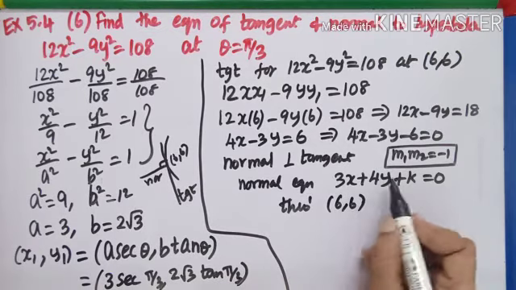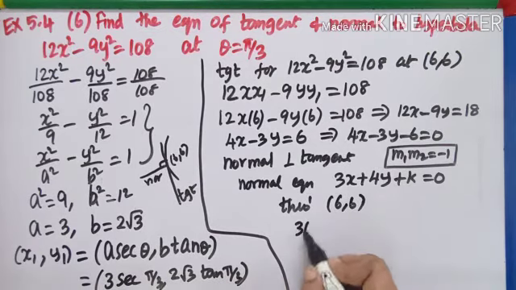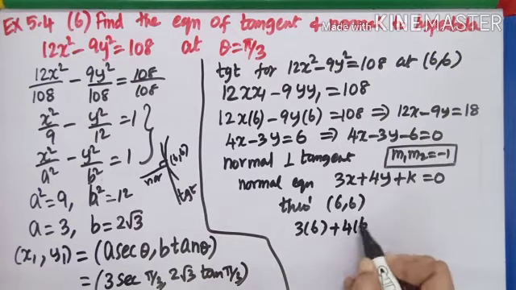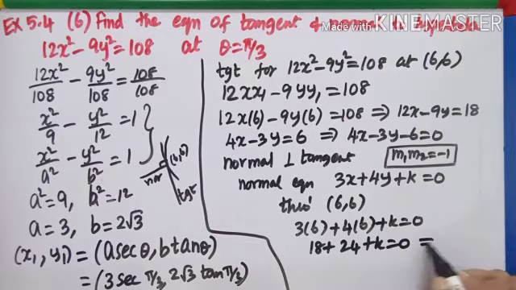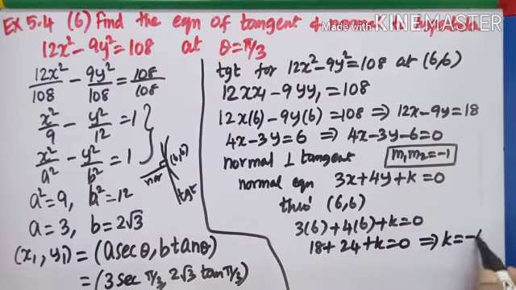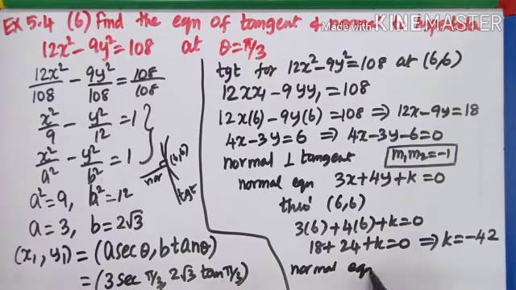So, wherever x, y are coming, put 6, 6. 3 into 6 plus 4 into 6 plus k equals 0, or 18 plus 24 plus k equals 0, or k is equal to minus 42. Putting it back in the normal equation, we get the normal equation 3x plus 4y minus 42 equals 0.